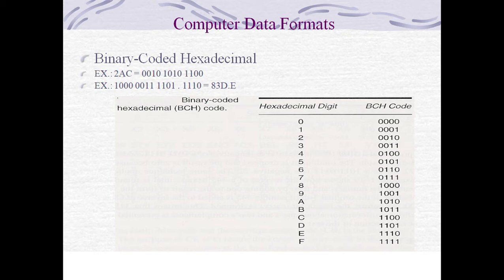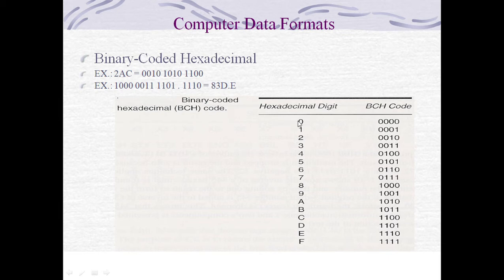To store or to represent each of these digits, we need 4 bits. So each of these digits is assigned a 4-bit code, which is called binary coded hexadecimal code. So BCH code is a 4-bit code. These 4 bits are assigned to them in a proper order.